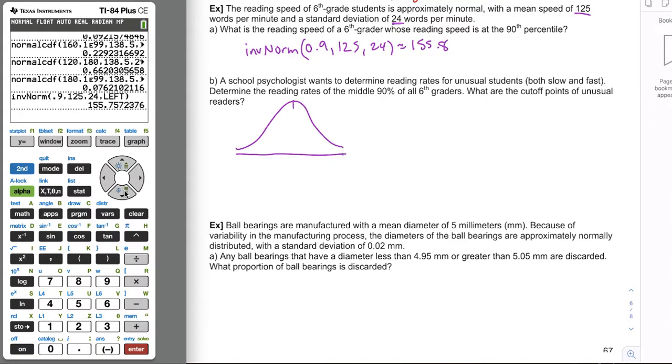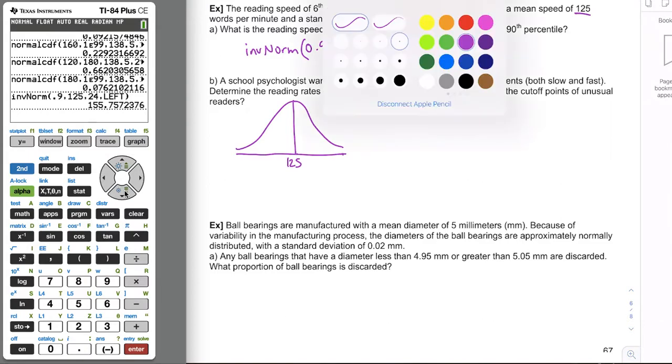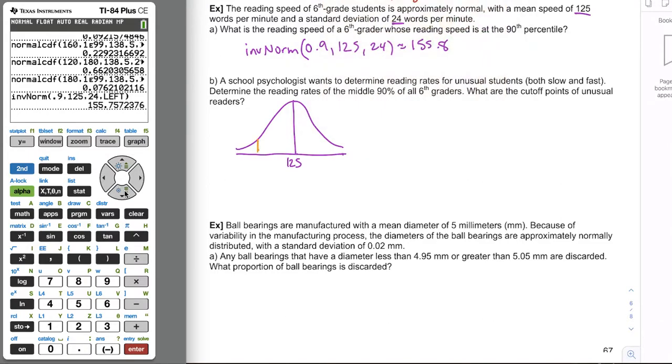So remember that the middle is the mean, 125. And it says the reading rates of the middle 90%. So I'm going to shade in the middle. Try to make it somewhat symmetric. So this shaded area is 0.9. That means that the areas that I have not shaded in the tails should add up to 0.1. Right? Because the entire area is 1. There are 2 tails. That means the area in each tail is 0.05.